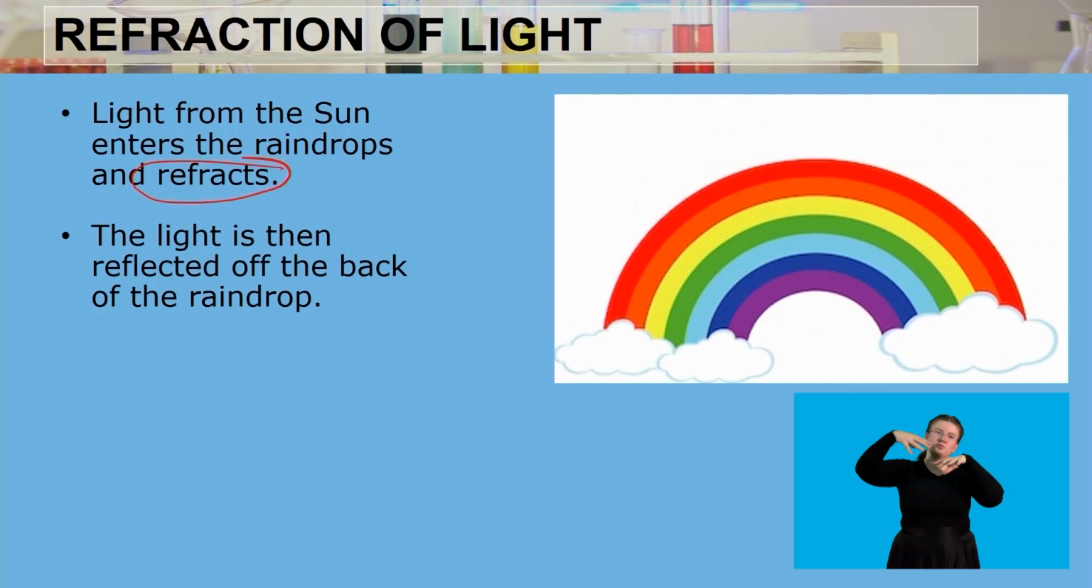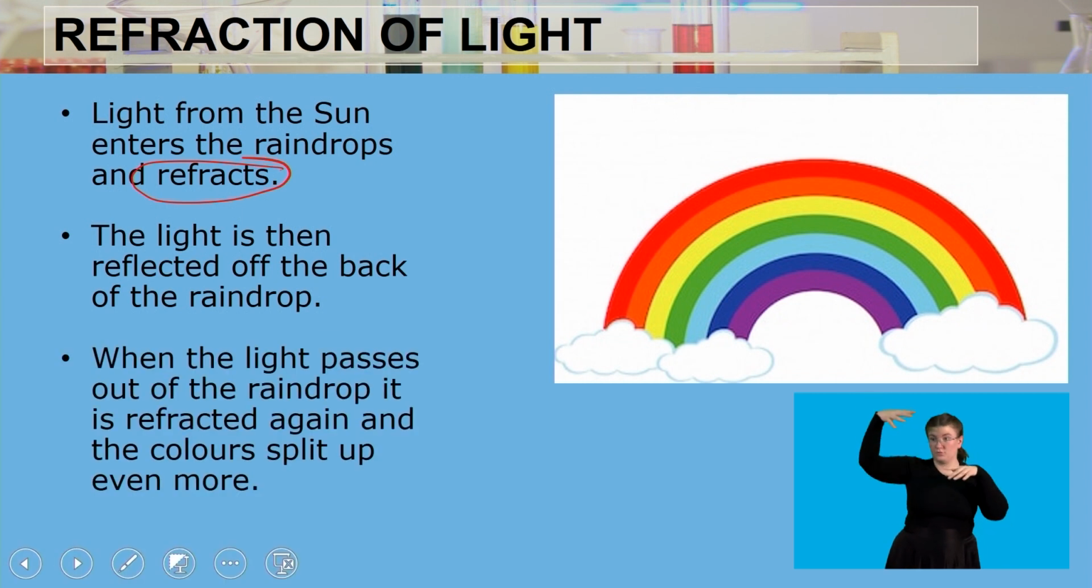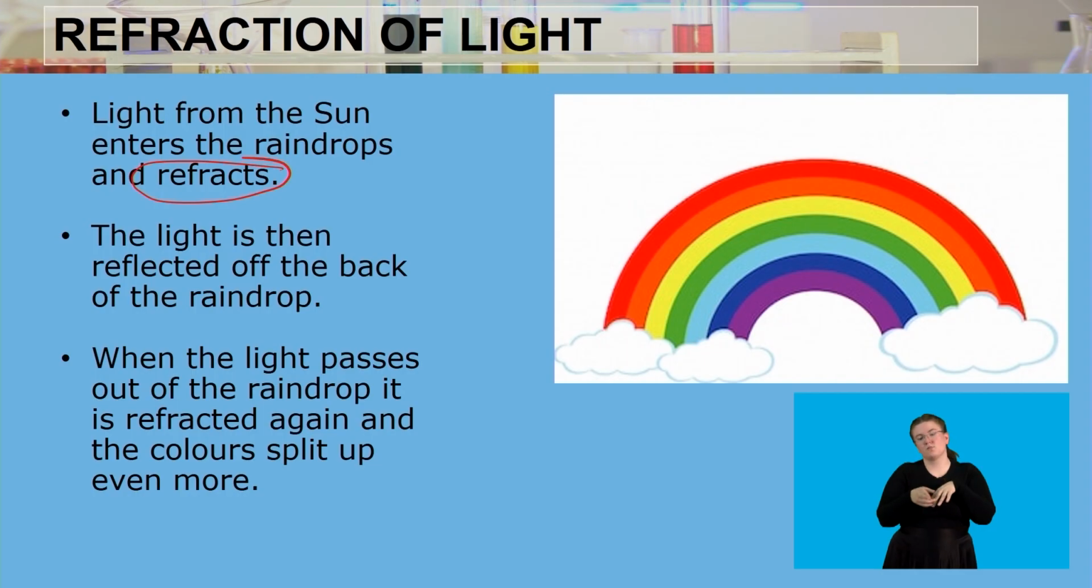Remember, refraction is the bending of light. The light is then reflected off the back of the raindrops, and when that happens, it is going to keep on being reflected. So if the light from the sun enters the raindrops, it is going to refract. Remember, it changes speed and changes direction as well. The light is then reflected off the back of the raindrop, and when the light passes out of the raindrop, it is refracted again, and the colors split up even more.